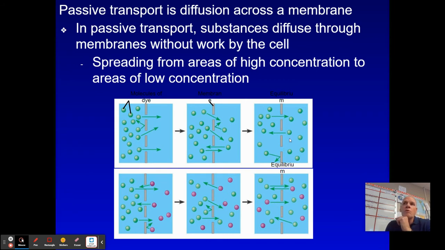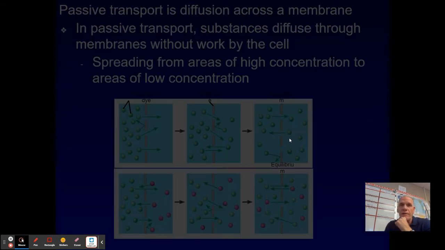Now, the one thing I do want you to notice is that every solute will diffuse down its own concentration gradient. And that is illustrated in the bottom picture, where you see a high concentration of the purple on the right and a high concentration of the green on the left. And over time, they will both diffuse down their concentration gradient until equilibrium is reached for both of these solutes. Okay, lots of questions pop up on that, so make sure you understand that.